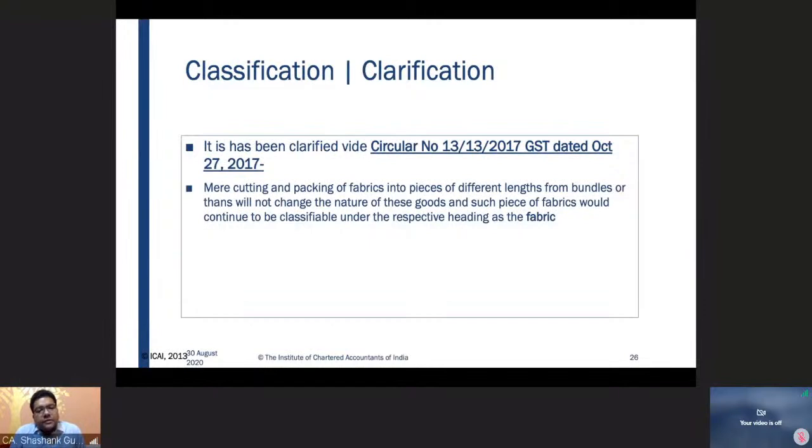Some clarifications. So one clarification has been issued by Circular number 13/2017, dated October 27. It says, mere cutting and packing of fabrics into pieces of different lengths from bundles or thongs will not change the nature of these goods, and such pieces of fabrics would continue to be classifiable under the respective heading as the fabric.